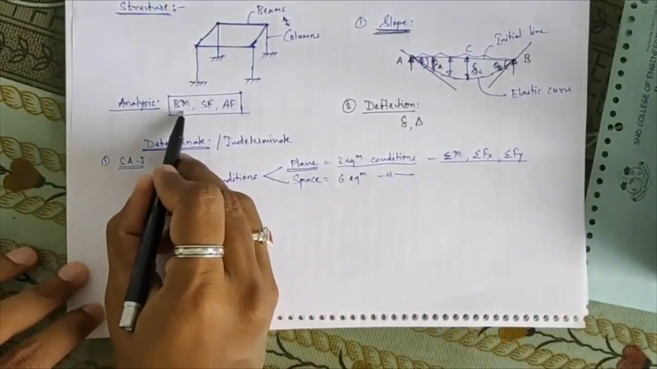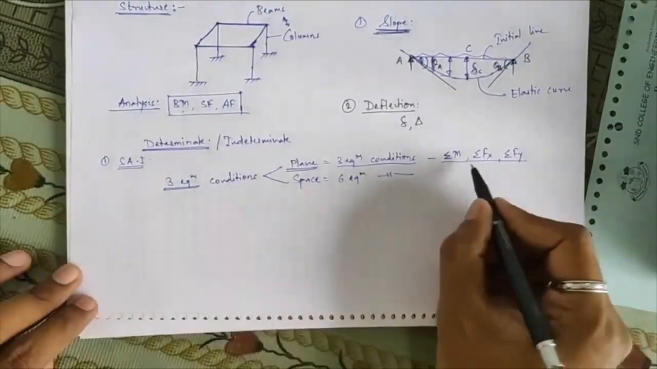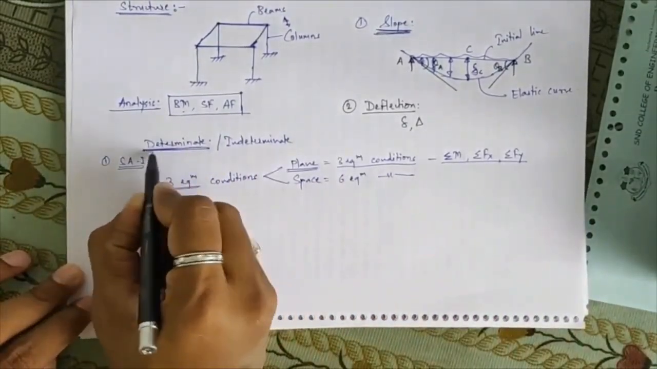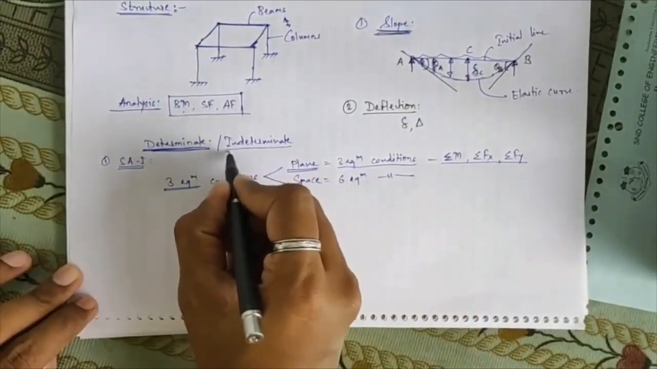If these three conditions are sufficient to analyze the structure completely, that is, analysis means what? That is, we have to find out bending moment and shear forces at every point. If these three conditions are sufficient, that structure we will call a determinate structure. If not, that structure we will call an indeterminate structure.